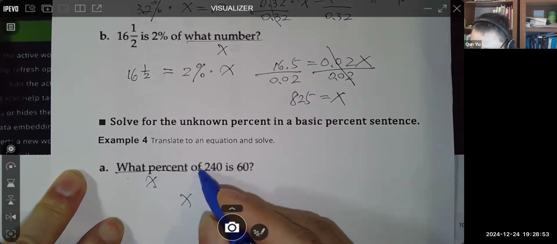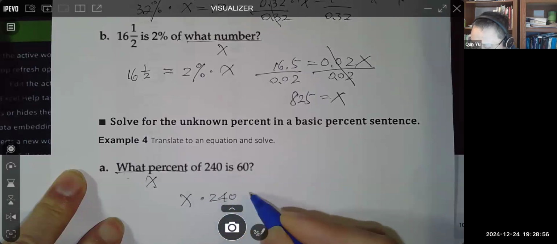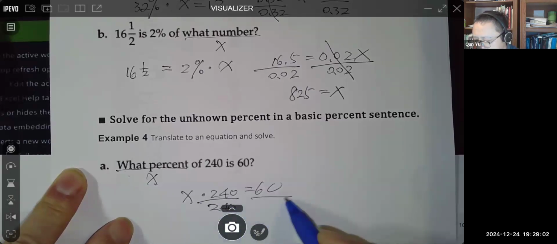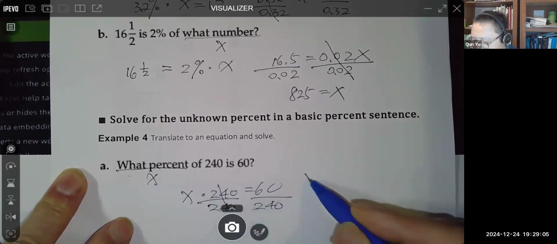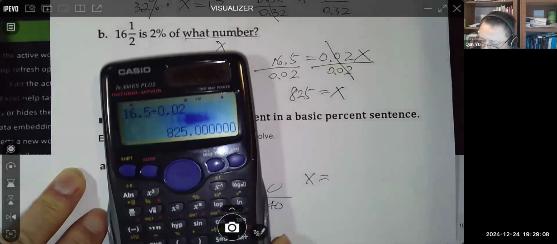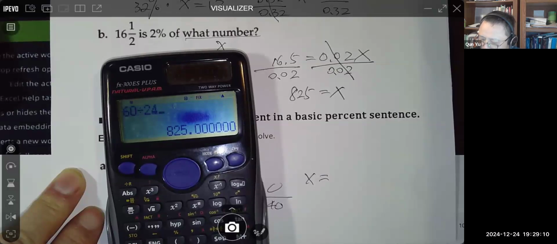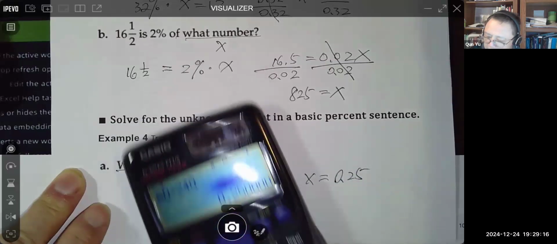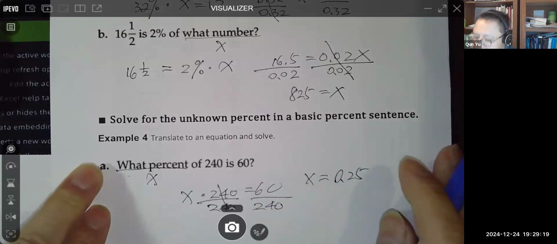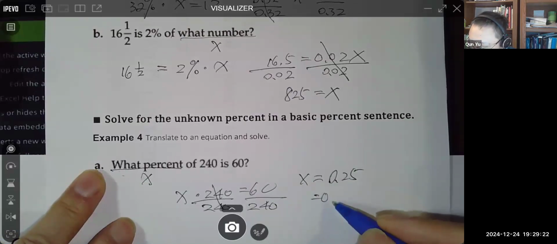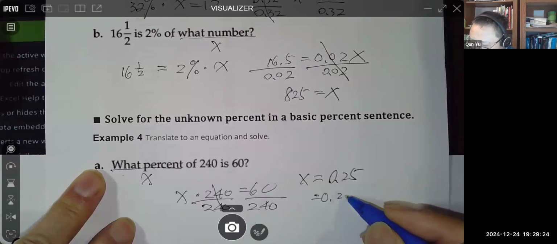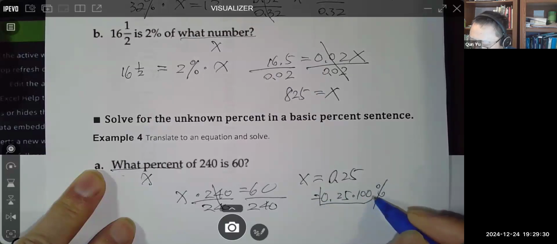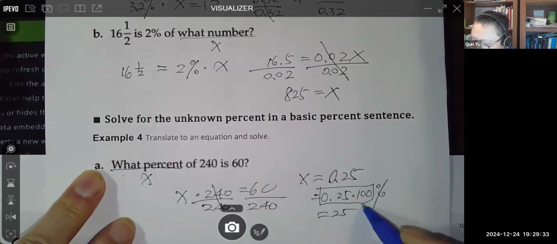X percent of means multiply, 240 is 60. Now to find X, we need to get rid of 240. So divide by that on both sides, cancel out. X equals 60 divided by 240 equals 0.25. Since we are looking for the percentage, we need to convert this decimal to percent. Remember how we did that in the previous video? We just multiply this by 100% to bring in this percentage symbol. We simply do this part of multiplication, that's 25%.